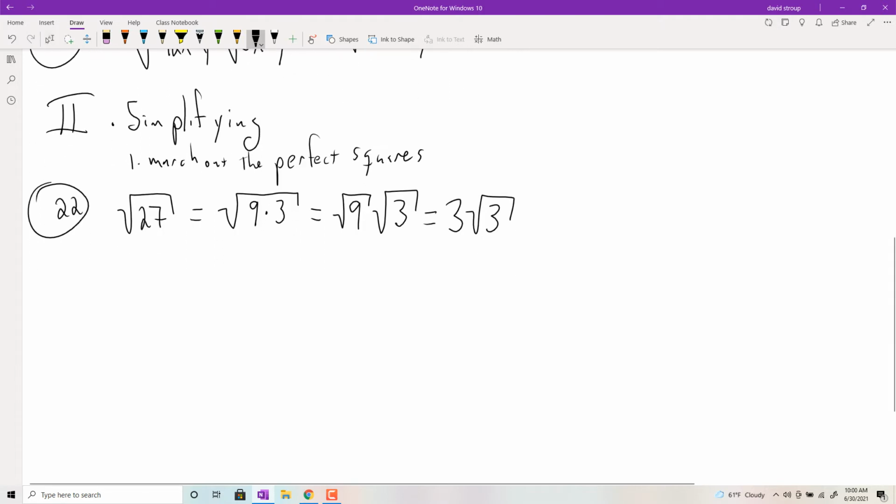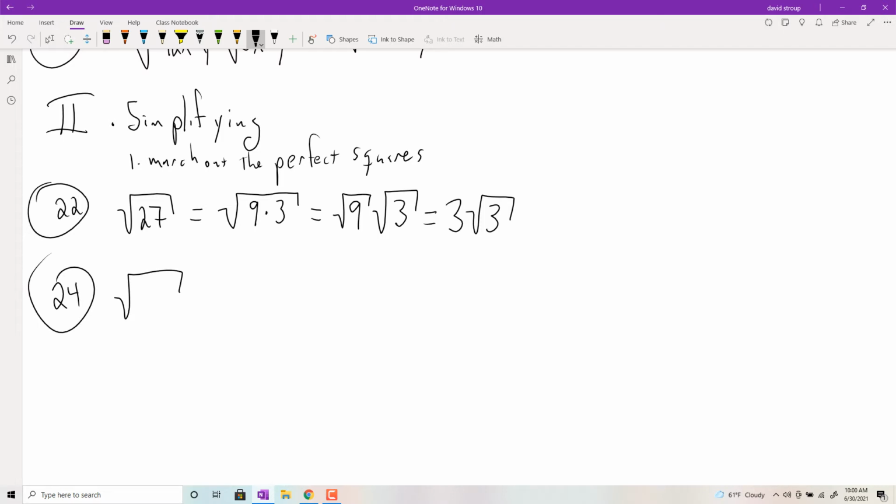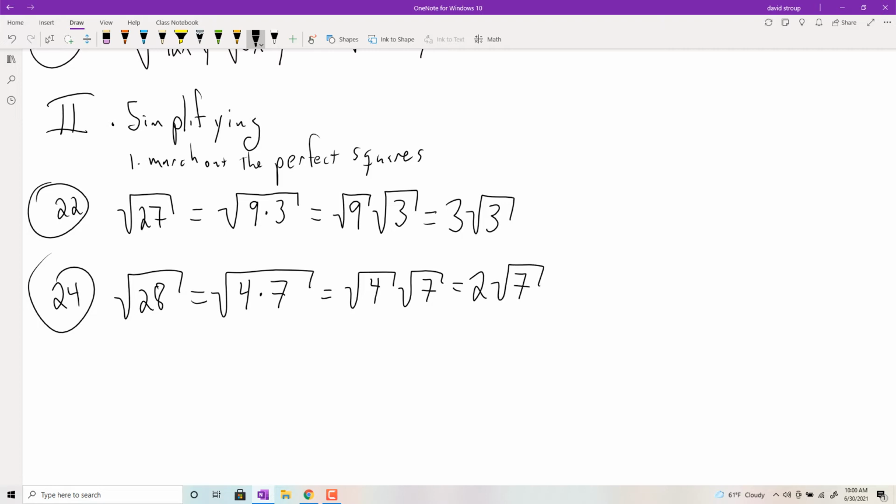Okay, let's look at more of these. The simplification process. Here I have the square root of 28. 28 is 4 times 7. Hopefully you have in the back of your mind a foothold on the perfect squares. So this would be the square root of 4 times the square root of 7. The square root of 4 is just 2, and then you get times the square root of 7. That's your leftover.